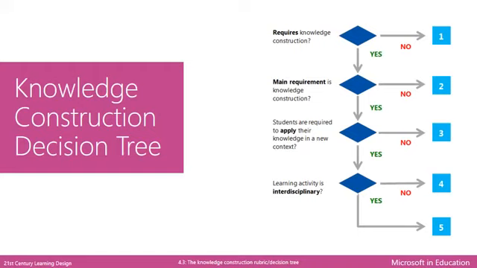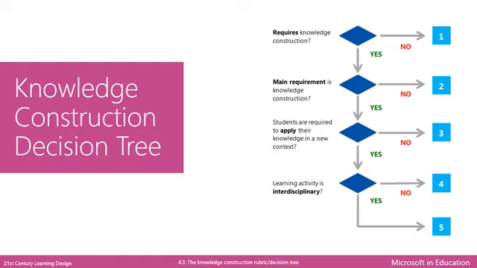As with the other 21 CLD dimensions, you need to bear in mind as you look at the decision tree that the numbering system is a code, not a score. For example, a code 1 merely indicates that the learning activity does not require knowledge construction.